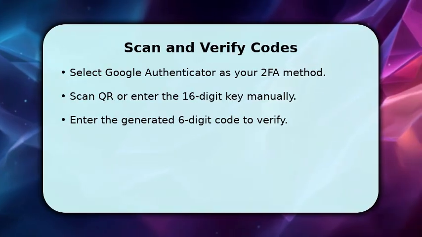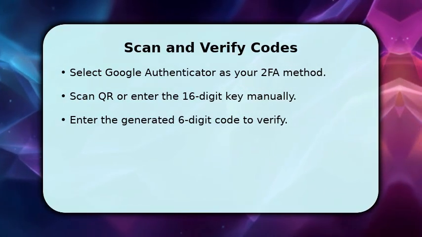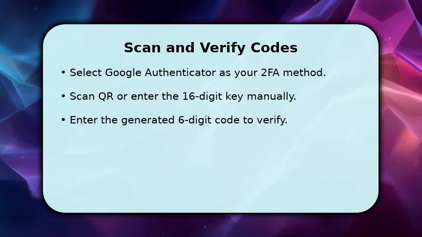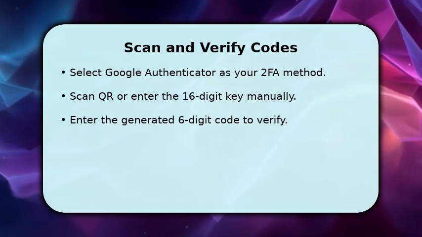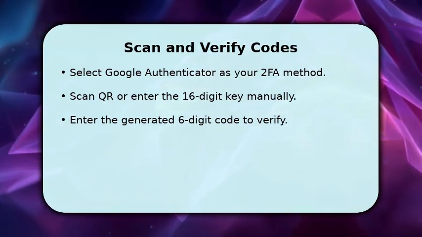Now choose Google Authenticator within Crypto.com and the app will display a QR code and a 16-digit key. Open Google Authenticator, tap Add, then scan a QR code or enter the key manually if scanning fails. Once the account appears in Authenticator, wait for a fresh 6-digit code and type it into Crypto.com's verification field.